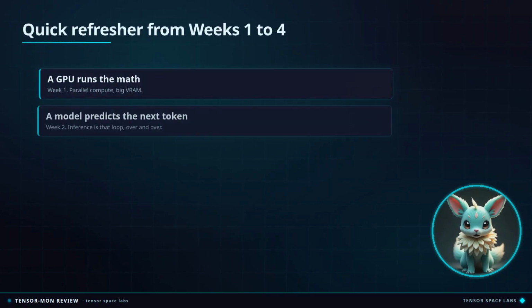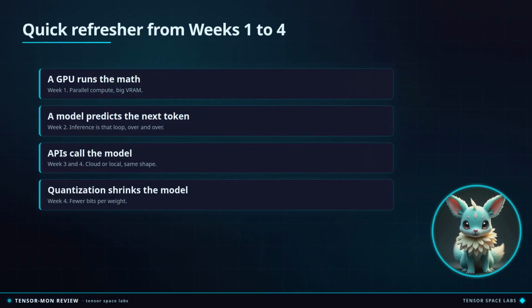4 things from weeks 1 to 4. A GPU runs the math. A model predicts the next token. APIs are how code calls the model. Quantization shrinks the model so it fits on smaller hardware. This week adds one more piece on top.